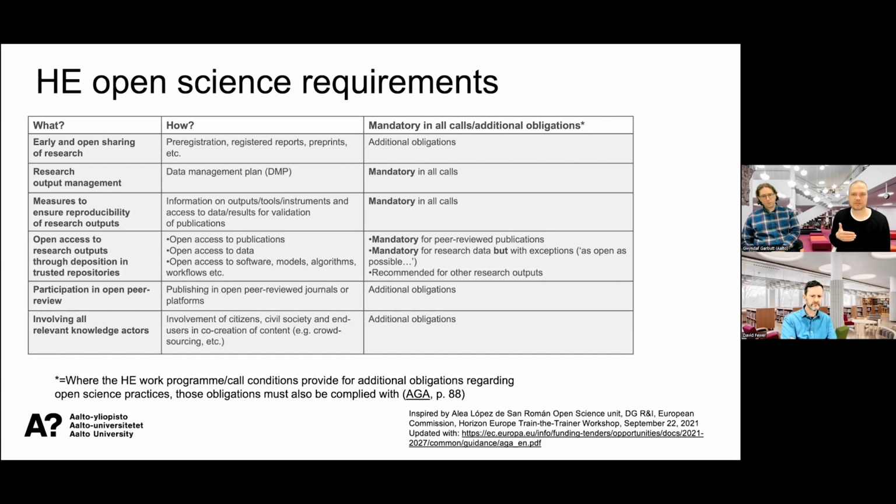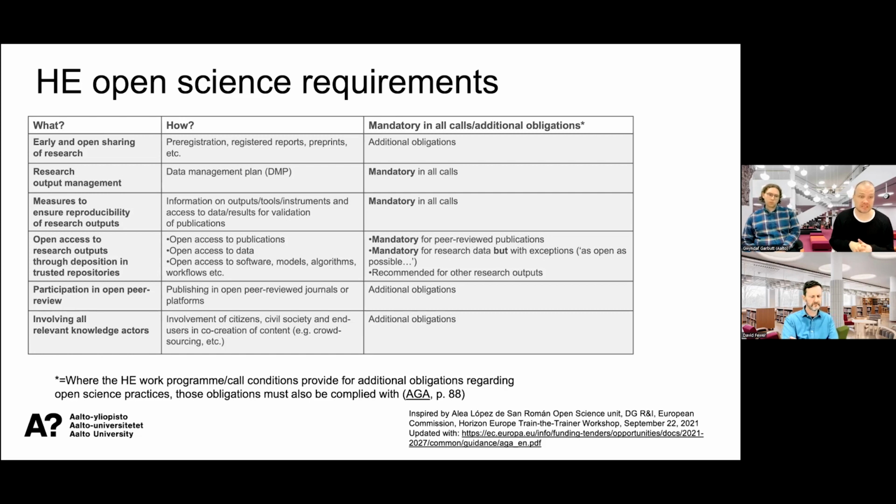Mandatory practices are, for example, data management plans, measures to ensure the reproducibility of research outputs, and open access to publications, which is the same kind of plan as the principles. They're a bit different from Horizon Europe to the Academy of Finland, but I suggest you use the journal checker tool, which was previously described by Eva. Then there's open access to data, mandatory for research data, but with exceptions. We'll look at those exceptions in a bit.